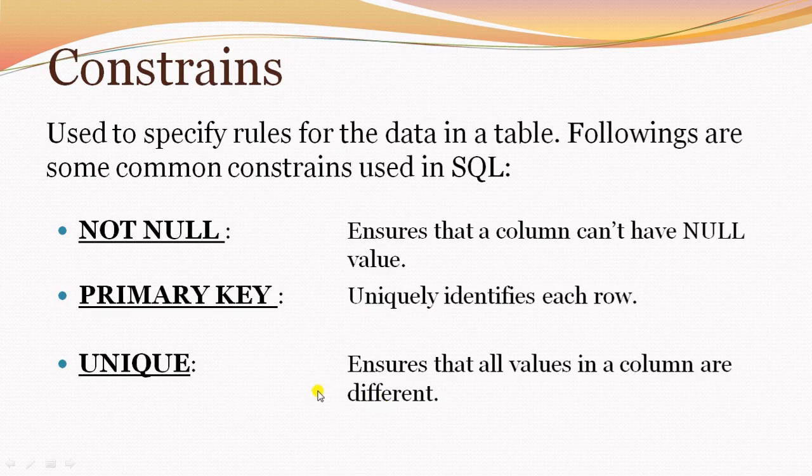Now I told you about constraints. Constraints are used to specify rules for the data in the table. The constraints decide the rules based on what kind of data you are using. Now the first one, the not null constraint, will ensure that the column can't have a null value. If by mistake you have not entered any value in the records you're putting into that table, it will give you an error.